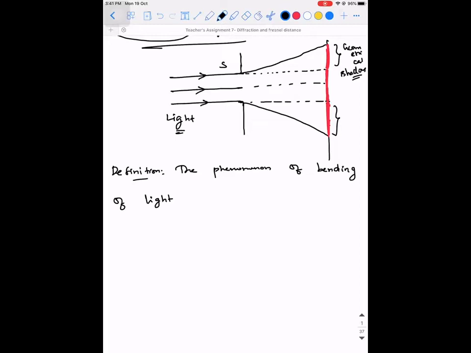Okay, the phenomenon of bending of light when light hits an obstacle is called diffraction. Okay, this is the simplest and easiest definition possible. I hope this is clear.